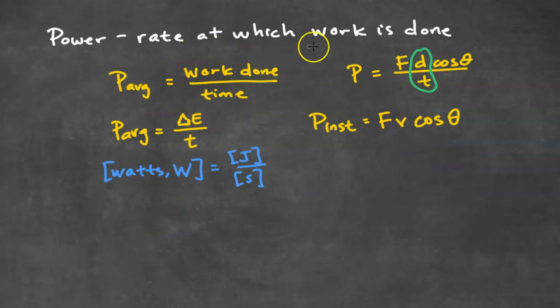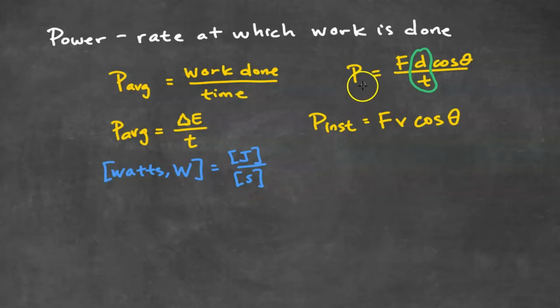Power is the rate at which work is done. To calculate average power, we can take the work done divided by the time. Since work is related to the change in energy, the average power is equal to delta E over t. The unit for power is watts, and a watt is equal to a joule divided by a second.